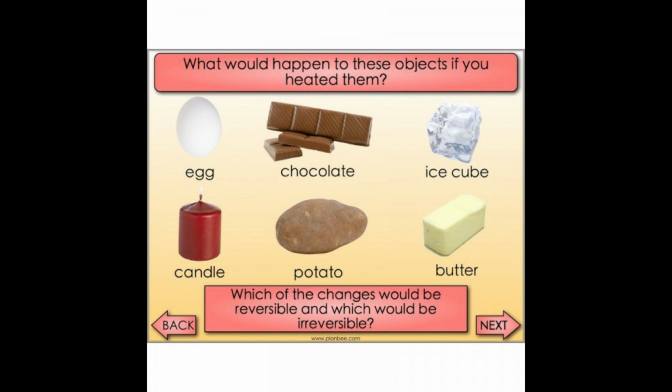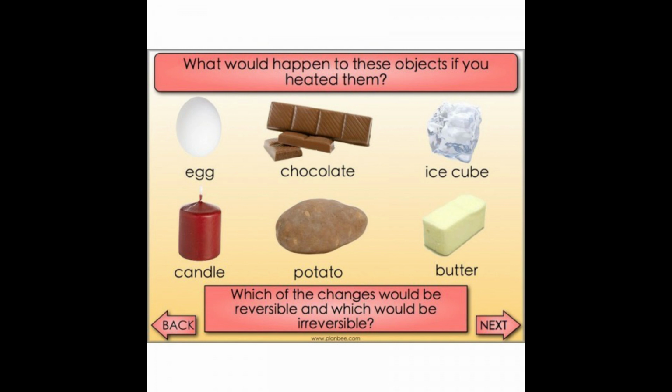A potato, on the other hand. Can you unbake a potato? Can you unfry a potato? No, that's an irreversible change. Butter, we looked at that one before too. You can melt it and then you can cool it back down and get it to how it was before. So that change is reversible. Remember, reversible changes are physical.